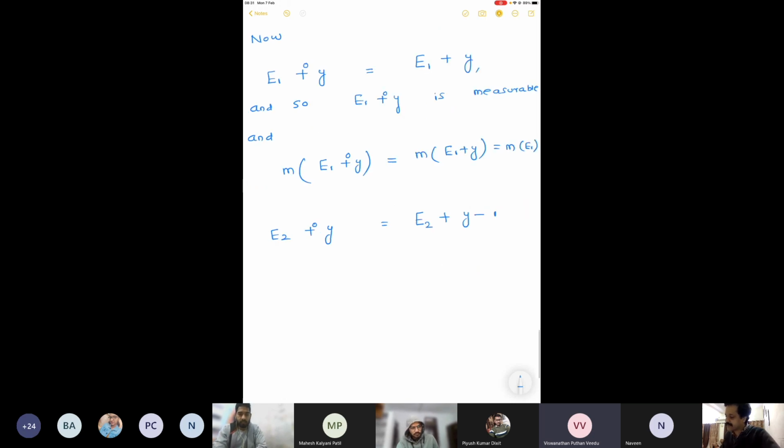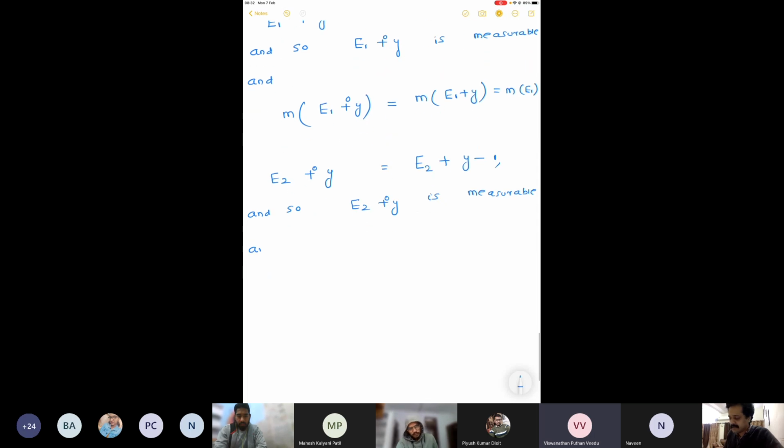And so E2 special translation y is measurable. And measure of E2 special translation y is equal to measure of E2 plus y minus 1, which because of translation invariance is measure of E2.